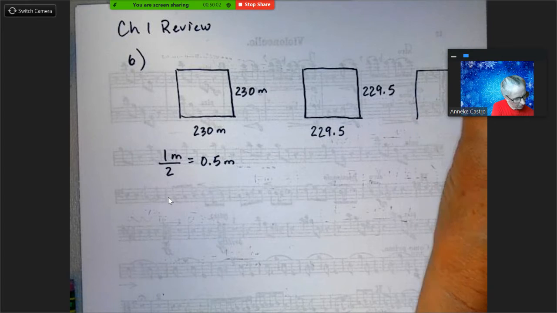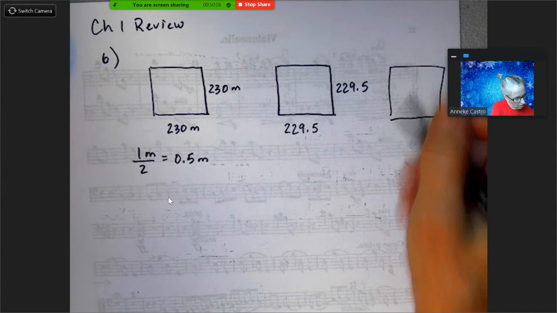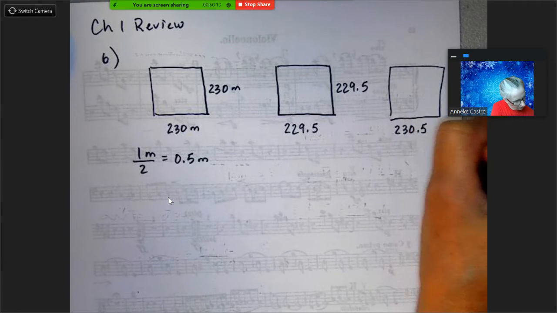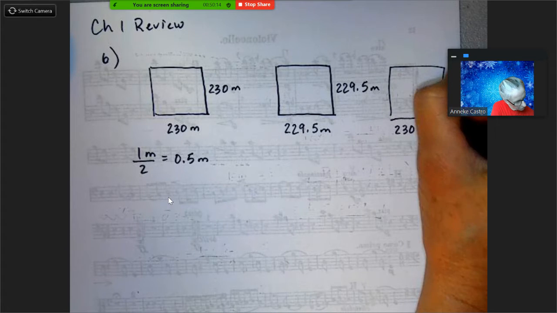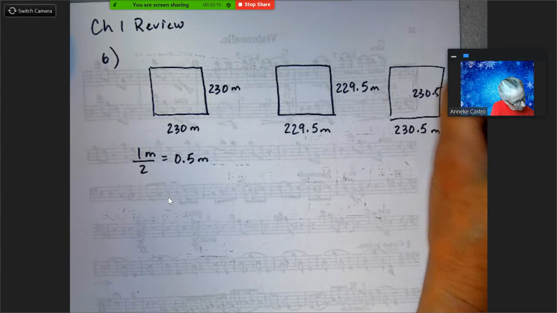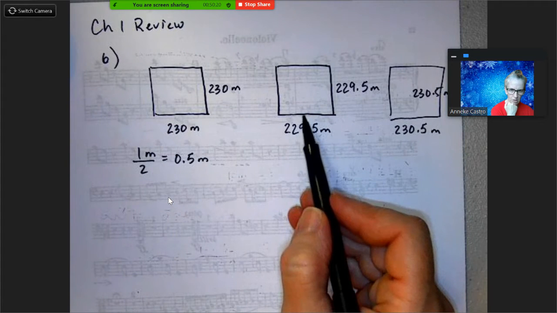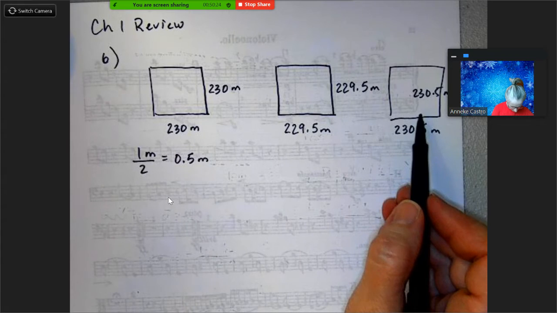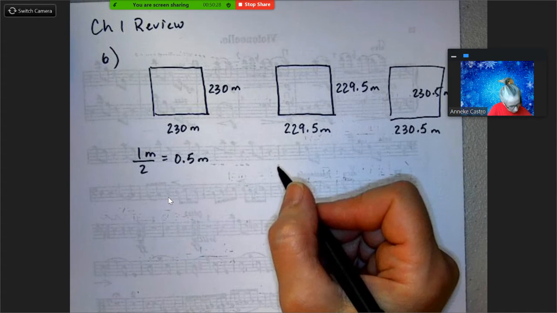And the largest it could be is we would add half a meter to both sides. So that would be 230.5 meters. Okay, so the smallest area that we could get would be from this square, and the largest area we could get would be from this square. So I would go ahead and square these.